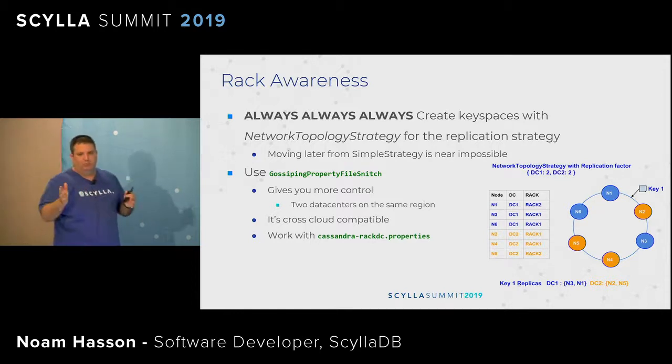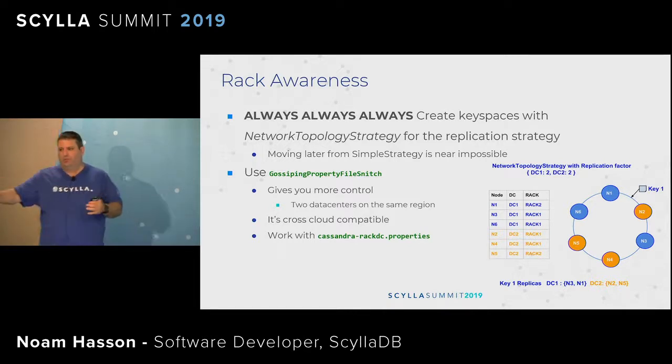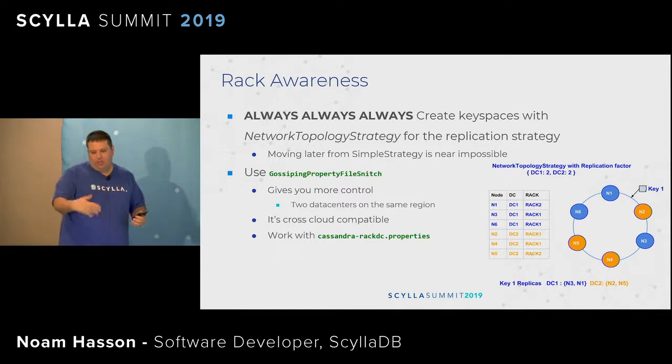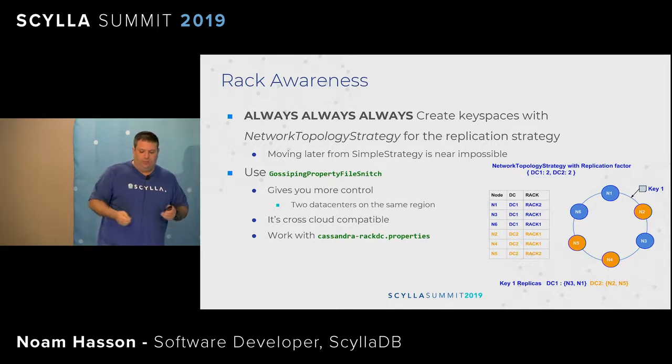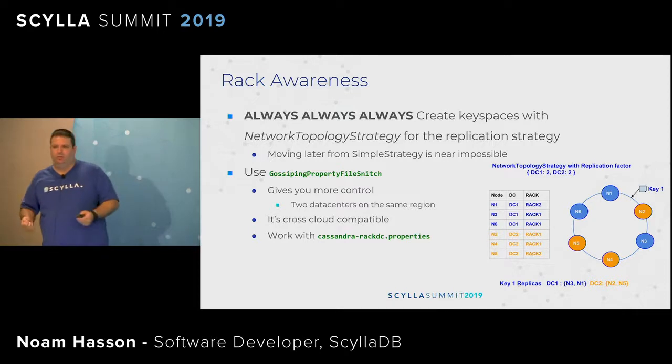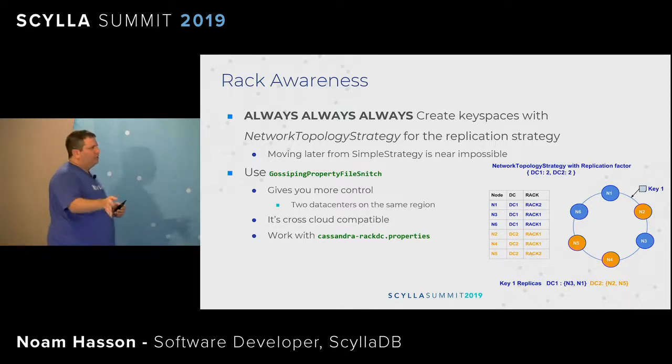It has several advantages. It gives you much more control. For example, a case where you have 2 data centers in the same region because you wanted to have one data center for research and one data center for production. So using this kind of snitch, you can control it. And another thing is it's cross-cloud compatible. So if you have one data center in Azure and tomorrow you're going to have another data center of the same cluster in AWS, you want to be able to control it. So use this snitch.